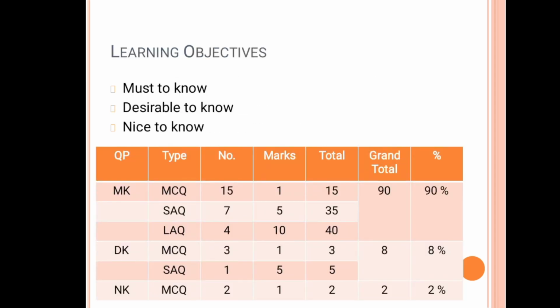So after domain, now comes learning objective. The topics are divided into three categories: must to know, desirable to know, and nice to know. So here I have taken a question paper format where you can see the distribution of marks, where for the must to know category there is about 90%, for the desirable to know category it is about 8%, and for the nice to know category only 2%.